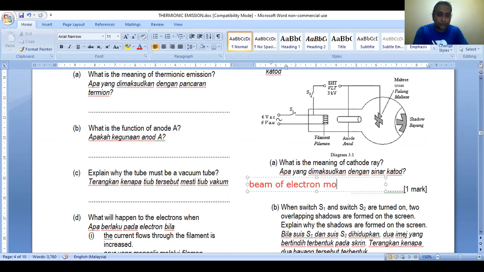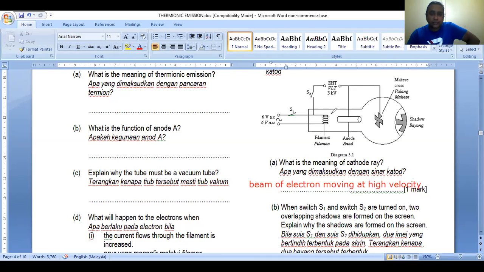Okay, moving at high velocity. So, a beam of electrons moving at high velocity. Okay, next. When switches S1, S2 are turned on, two overlapping shadows are formed. So basically, why are there shadows? Now when you turn on the filament, what happened?